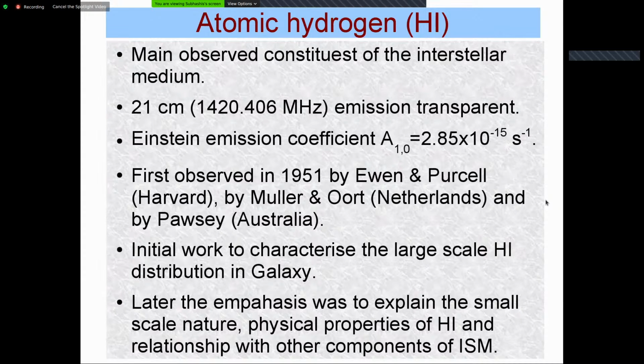Once those things were done, starting from 1950 to the 1970s, this was the main thing, to study our galaxy distribution. It is not that it stopped afterwards, but people understood at least the basics of atomic hydrogen distribution in our galaxy, the galactic arms. There are several arms which we had to consider, with different velocities from which the emission comes from the different arms, so we had to model it like that. And once this was done to a reasonable extent, the emphasis was more on explaining the small scale nature, the physical properties of atomic hydrogen, and its relationship with other components of the interstellar medium.